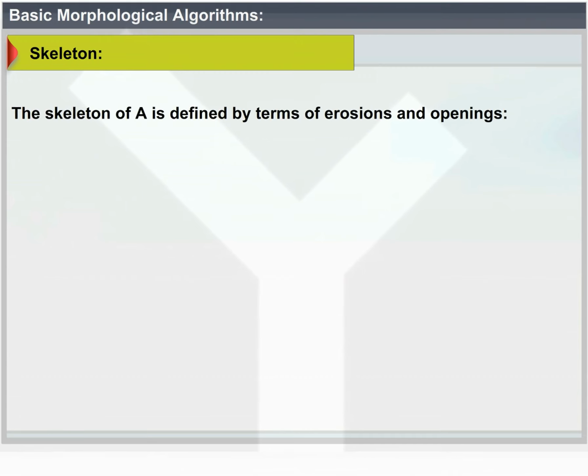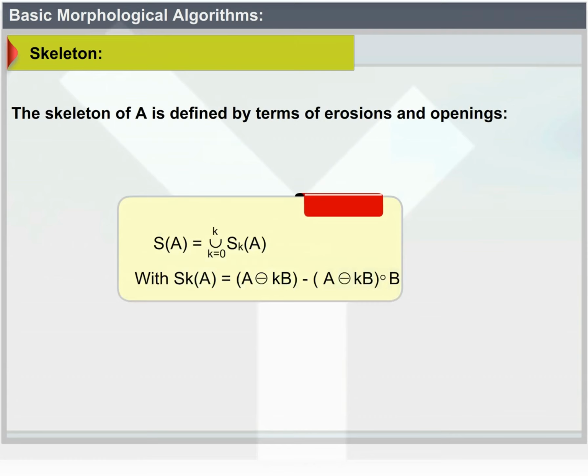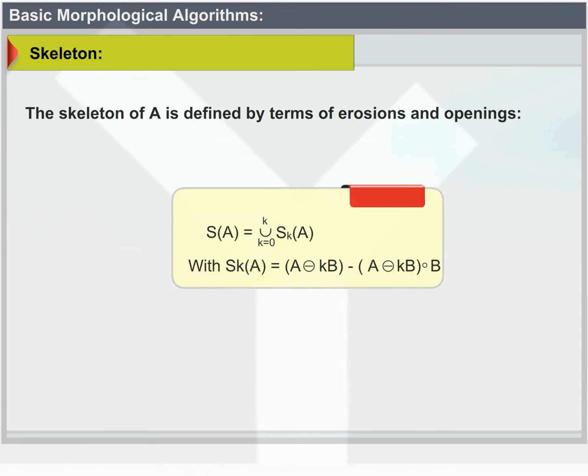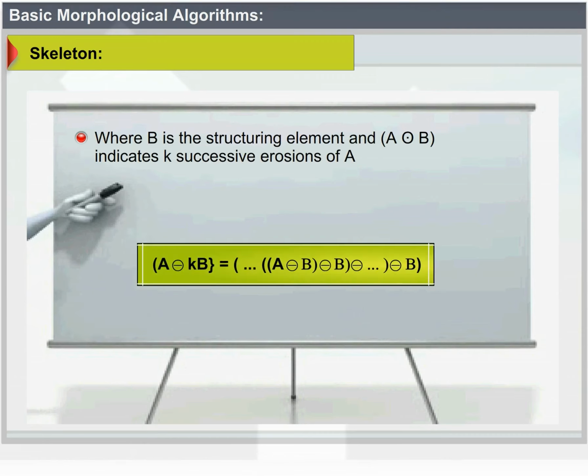The skeleton of A is defined in terms of erosions and openings, as can be seen in the following expressions, where B is a structuring element and A eroded by B indicates K successive erosions of A.